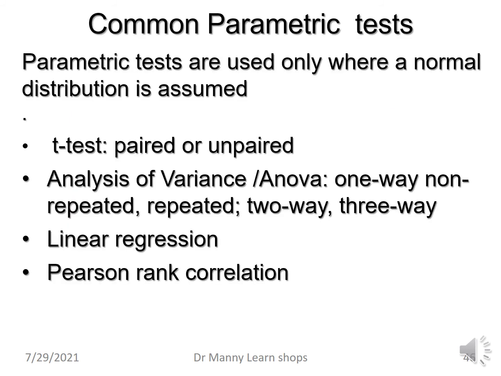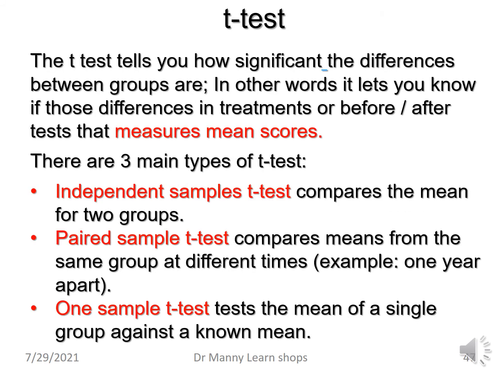Some of the common parametric tests that we're going to review, and we're not going to review them all, we're just going to review some of them, where you use only a normal distribution, are the t-test, the ANOVA, linear regression and the Pearson correlation. The t-test is a test that tells you how significant the differences between groups are. In other words, it lets you know if those differences in treatment or before and after tests are measured mean scores. There are three main types of t-test: independent, paired and one sample.